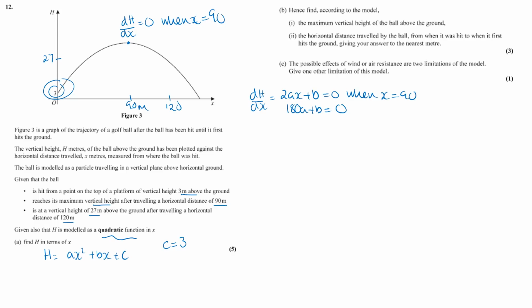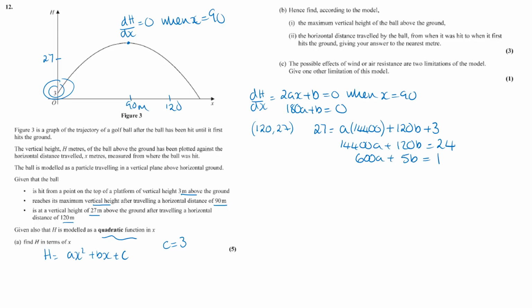The other equation, we're going to feed in the 120, so x, and the 27 in the h. So at 120, 27 will equal a times 120 squared, which is 14,400, and then plus 120b plus 3, and then take the 3 over, we'll have 14,400a plus 120b is equal to 24. Divide by 24, 600a plus 5b is equal to 1.